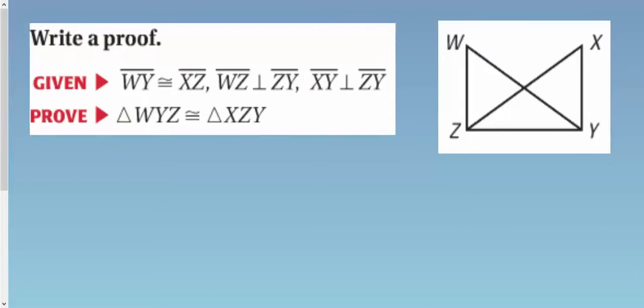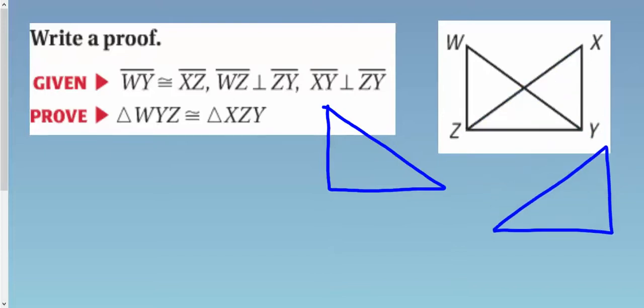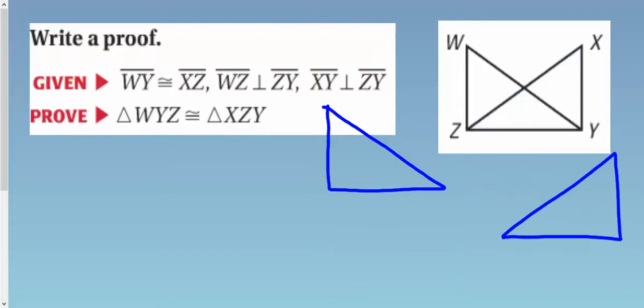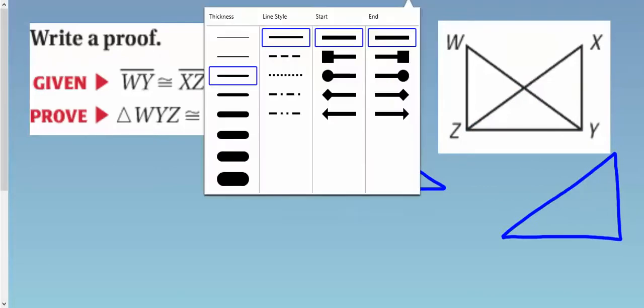All right, write a proof. WY is congruent to XZ. I'm going to separate my triangles right away here. Anytime you have overlapping triangles, this is the strategy that I tell students is to, that didn't work out very well. Let's try again. Is to separate them. All right, let's separate them one at a time here. There's one of them, and there's the other. Okay.